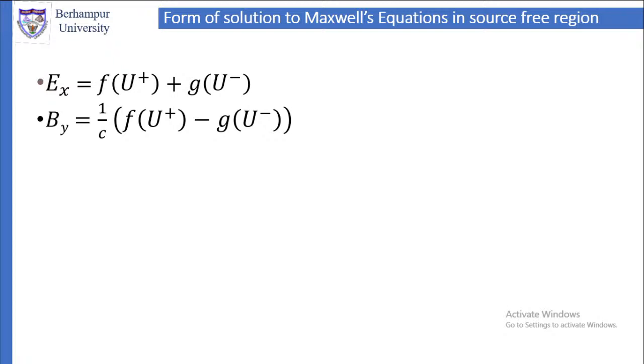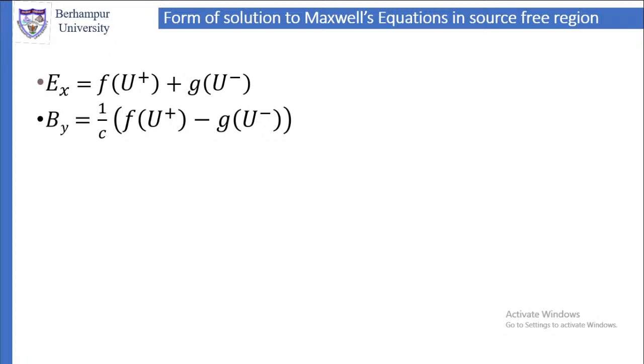Now compare these two equations, the equation for Ex and By, and try to remember what we discussed about transmission lines. In the transmission lines, we considered the expression for voltage and the expression for current. The voltage at any point on the transmission line is equal to V plus plus V minus, where V plus is forward propagating and V minus is backward propagating. Similarly, the current is equal to 1 by Z into V plus minus V minus. Compare these two, they are of the same form. So F of U plus can be V plus, G of U minus can be V minus. Similarly, 1 by C is equivalent to 1 by Z, so Ex is equivalent to voltage, By is equivalent to current in the transmission line.